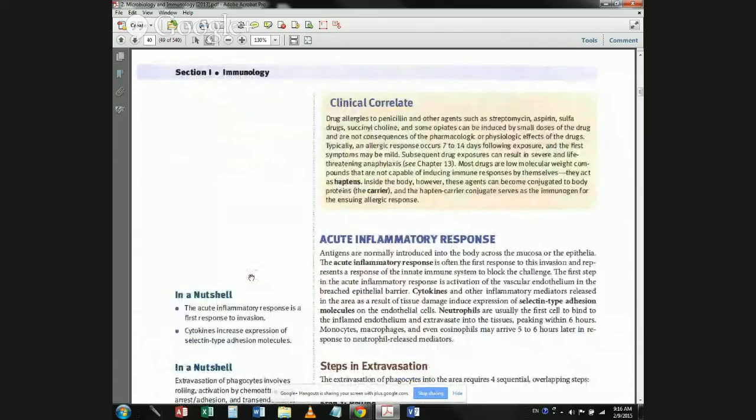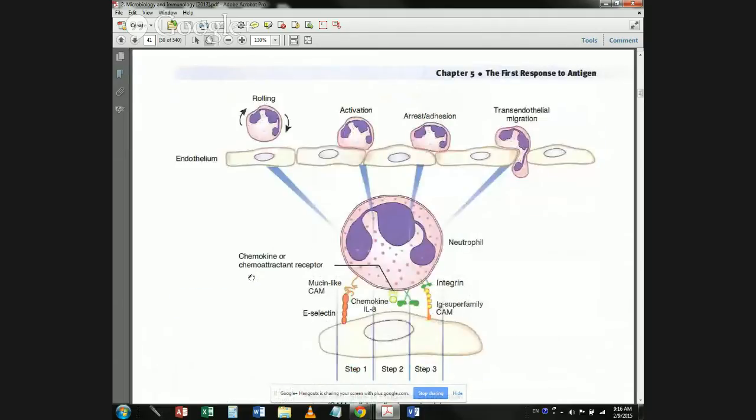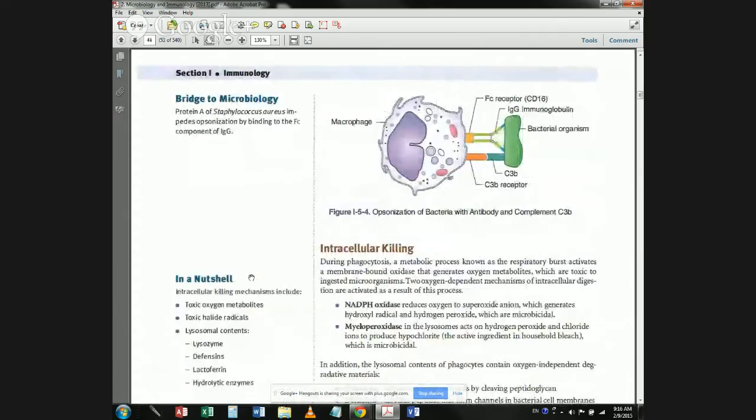Aspirin, streptomycin, succinylcholine. Oh wow, really? Succinylcholine allergies as well? And opiates. Streptomycin, aspirin, sulfa drug, succinylcholine, opiates. You don't have succinylcholine over the counter, I believe.